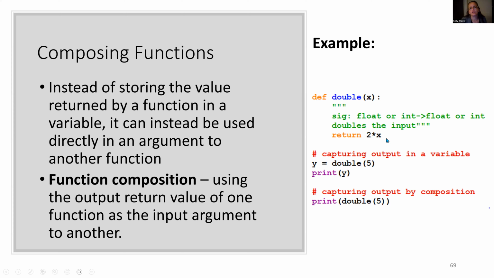Double of x is going to return 2 times x. So here we're capturing it in a variable, y equals double of x, and then print y. Or you could simply just print the whole thing, doing the execution of the function call right inside of print. Either one works.